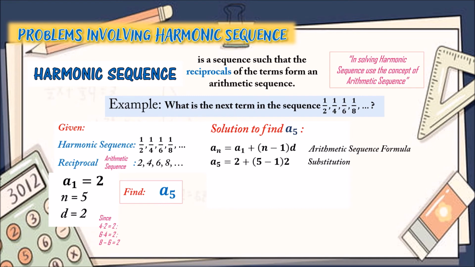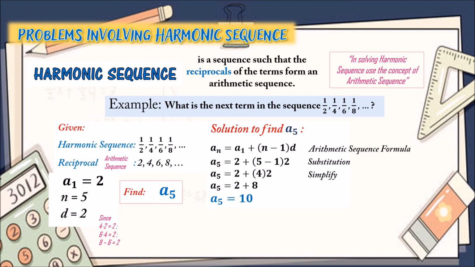We have a sub 5 is equal to 2 plus the quantity 5 minus 1 times 2. Simplify, we have a sub 5 is equal to 2 plus 4 times 2. Let's solve, we have a sub 5 is equal to 2 plus 8. So, we have a sub 5 is equal to 10.